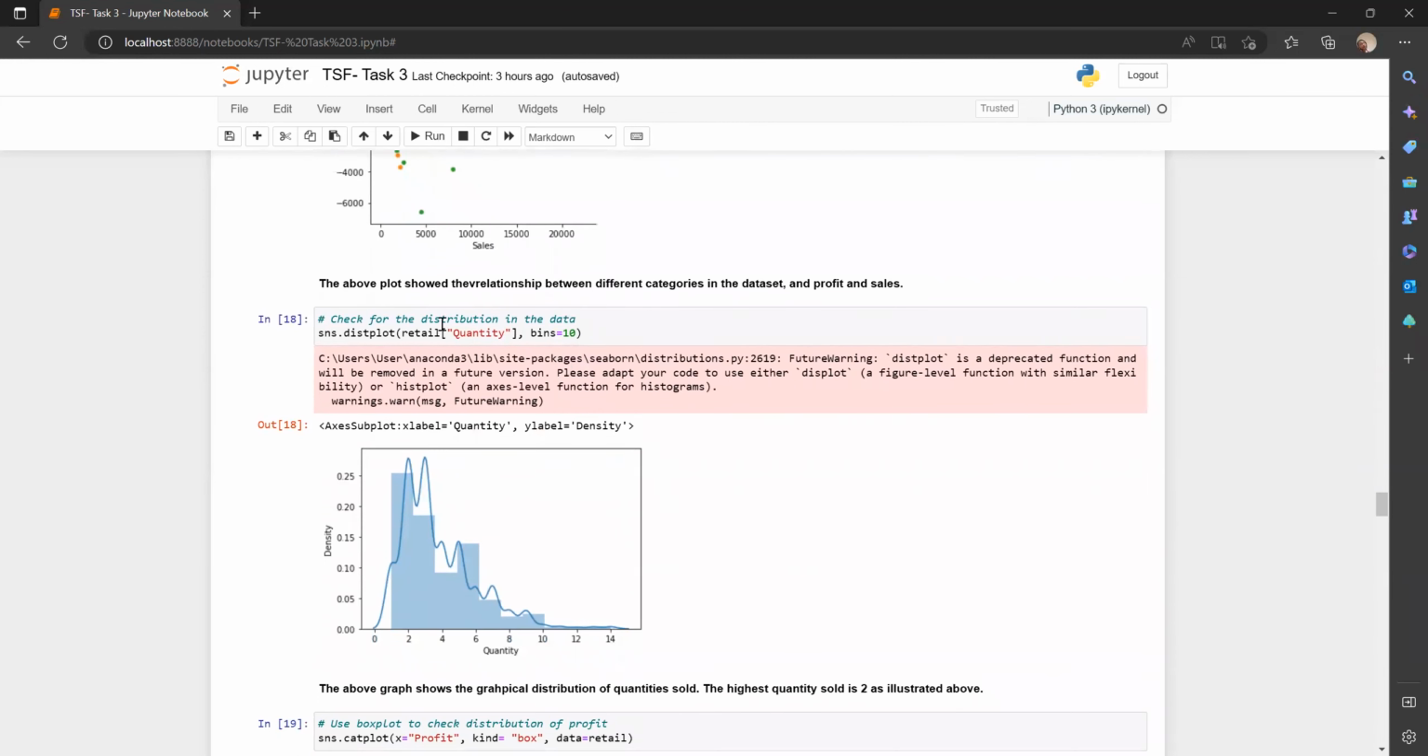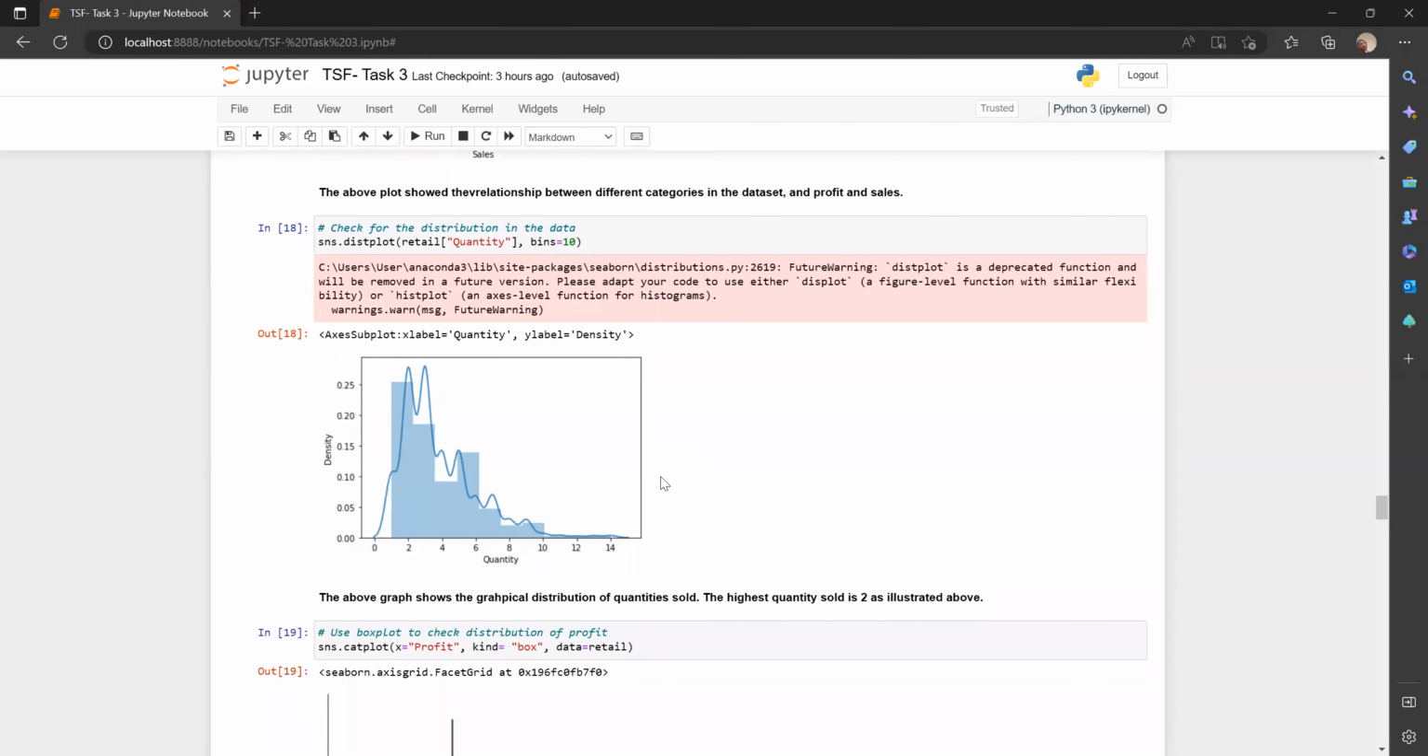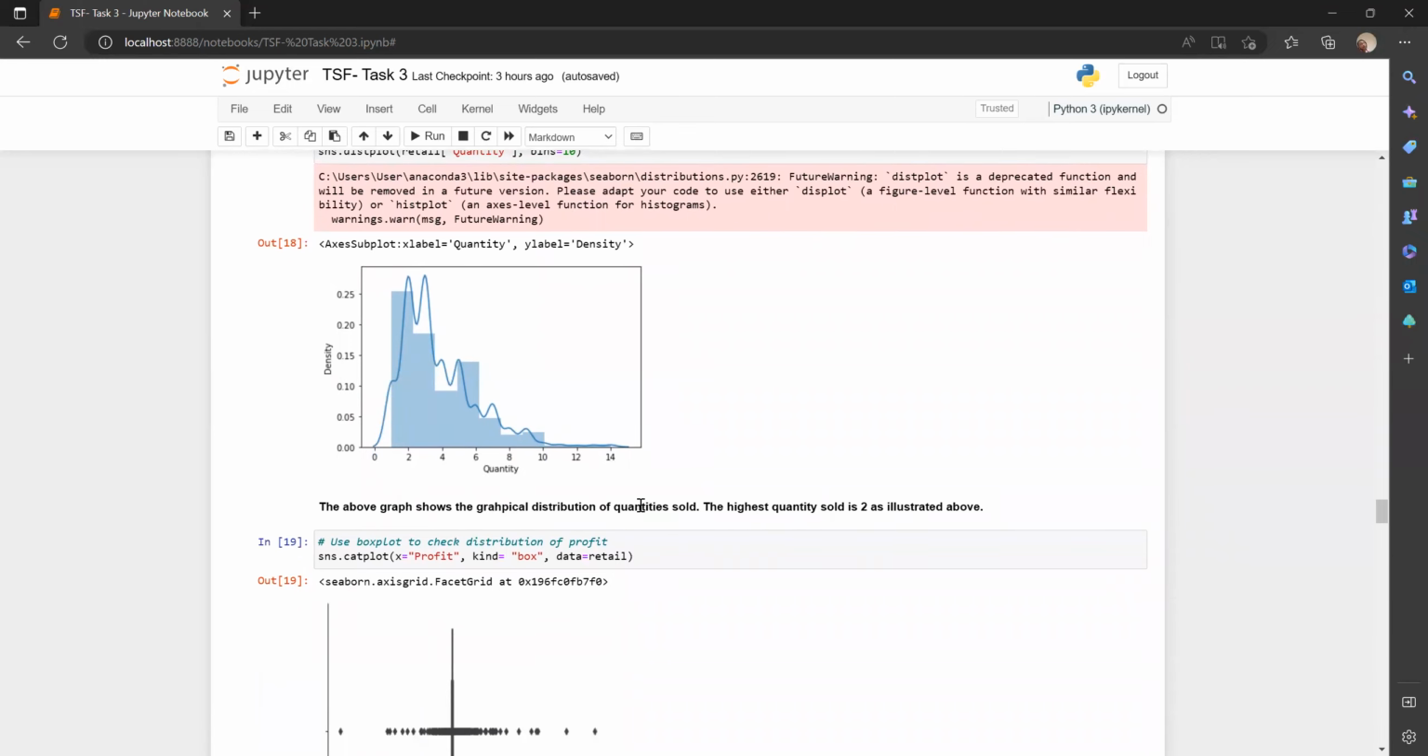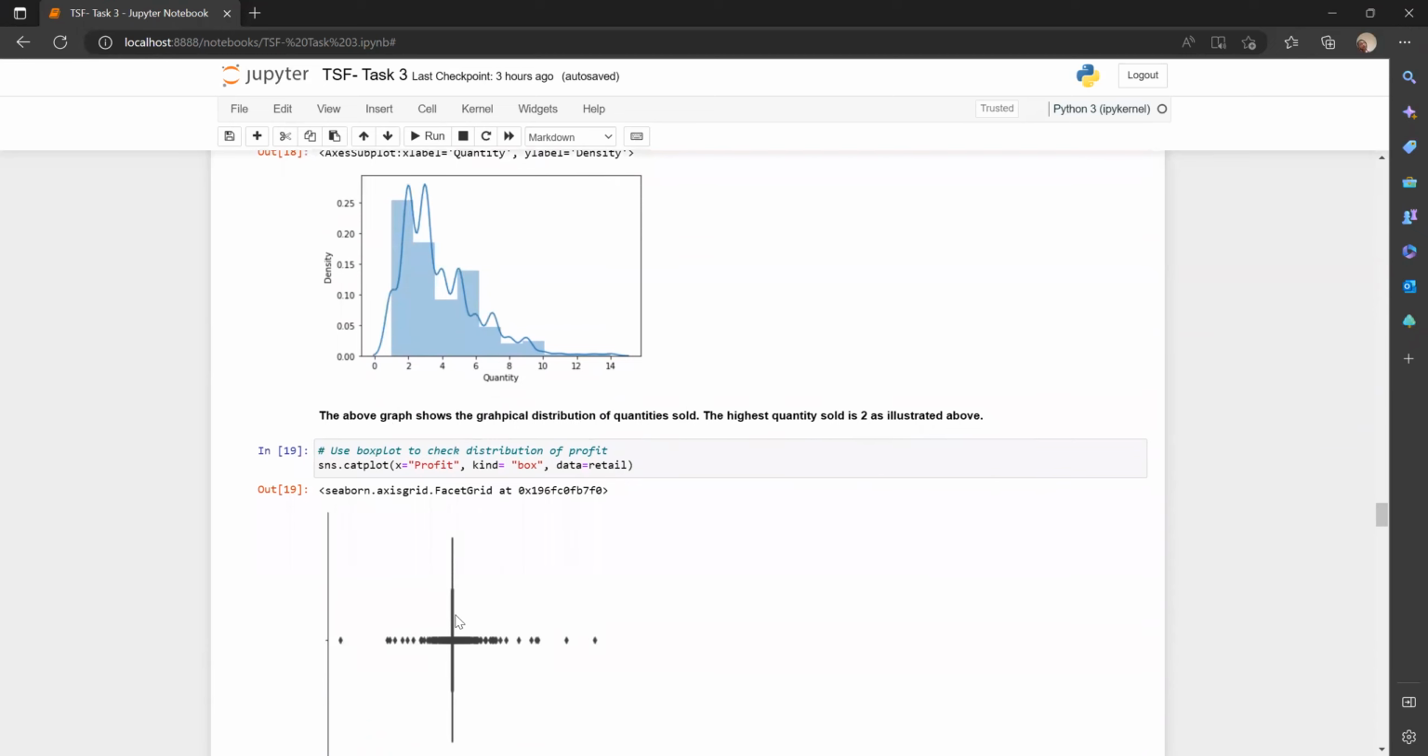So the next thing I did was to check for the distribution in the data using the quantity column. The above graph shows the graphical distribution of quantity sold. The highest quantity sold is 2, as illustrated from this histogram chart.